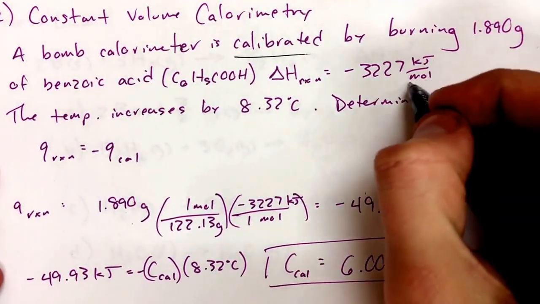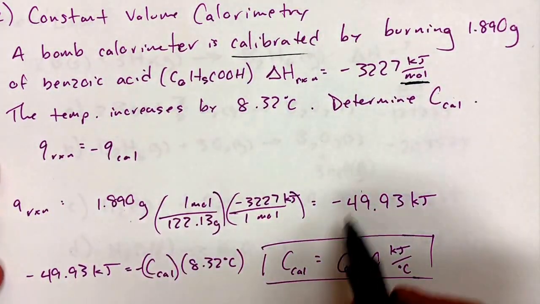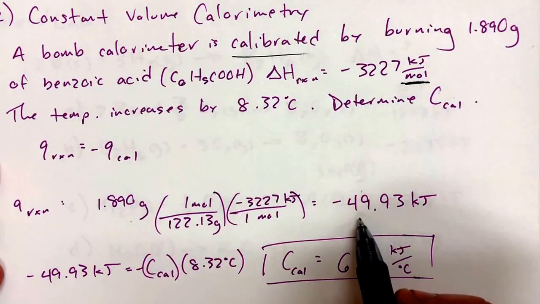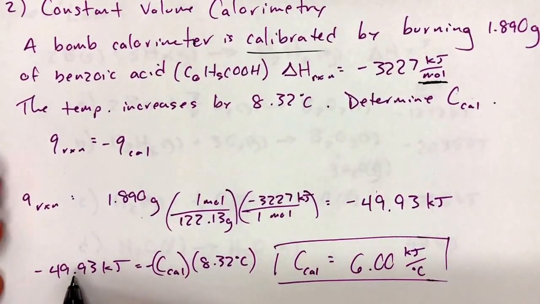So just pay attention to what the units are down here so that you know whether you have to include this grams to mole conversion. So when we multiply and divide, we get negative 49.93 kilojoules. And so that's Q for the reaction. So that goes on this side.